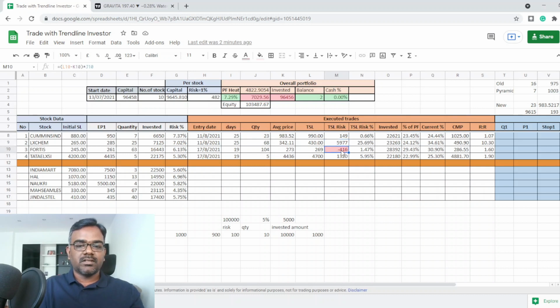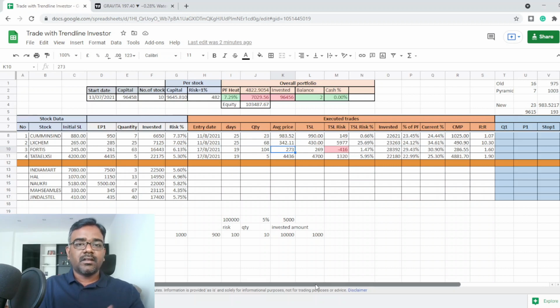Now in case of Fortis, if you see, our stop loss is 245 and today the trading stop loss is 269, right? But if you see here, we initially bought at 261 and then we bought more, because of which the price has moved to 273 and that's why we're sitting in small losses. Okay, so that is how you calculate the sheet.